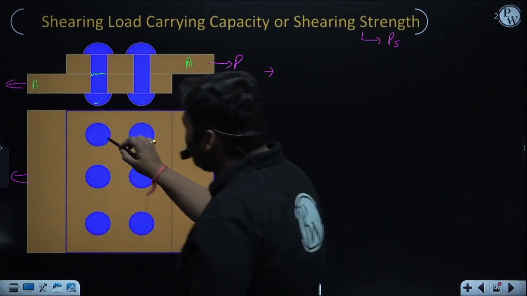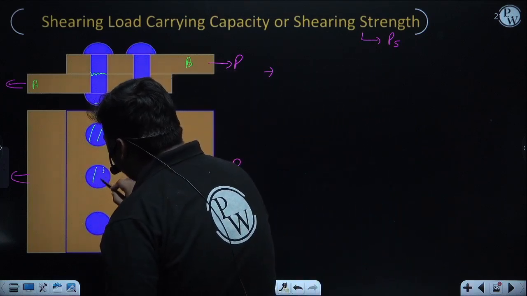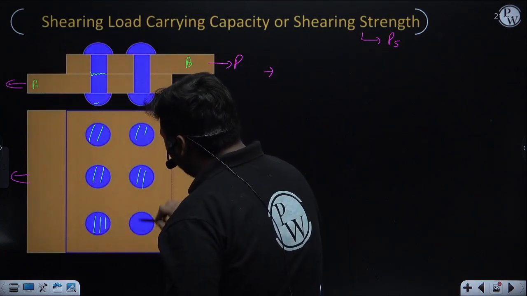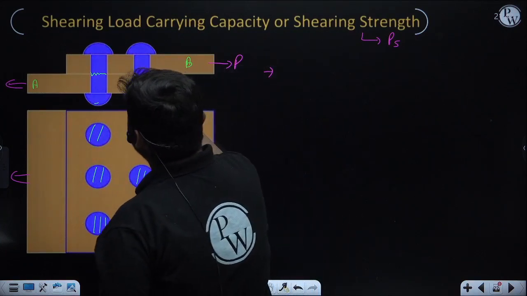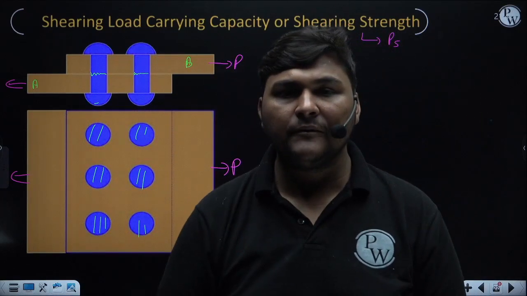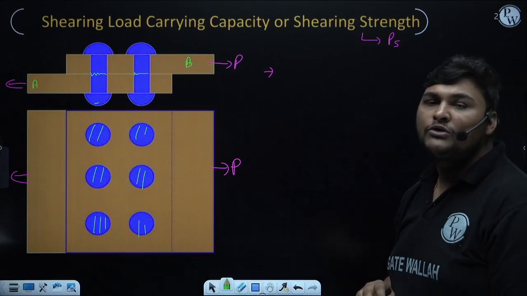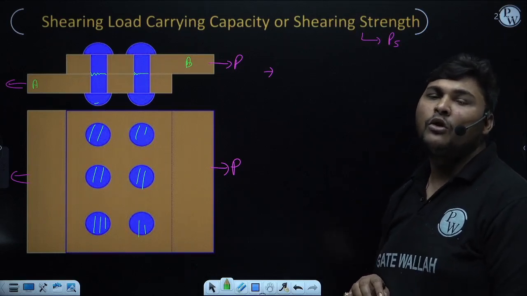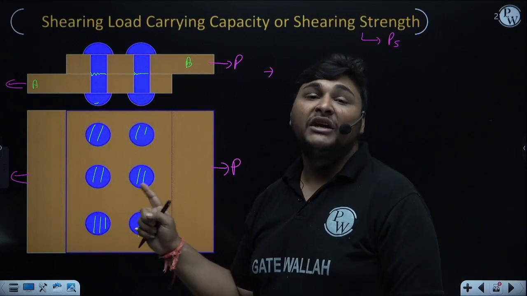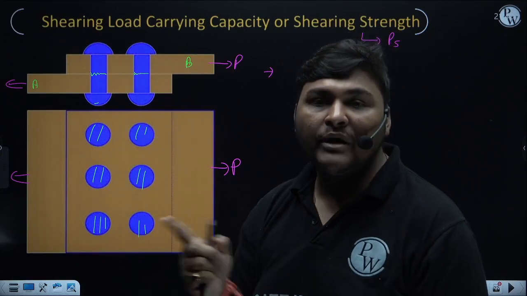Meaning, if shearing of this rivet is occurring, shearing of this rivet is also occurring, and this one and this one as well, then plate A and B will separate from each other. So if we want no shearing failure to occur in our system, for that we need to avoid shearing of all the rivets.